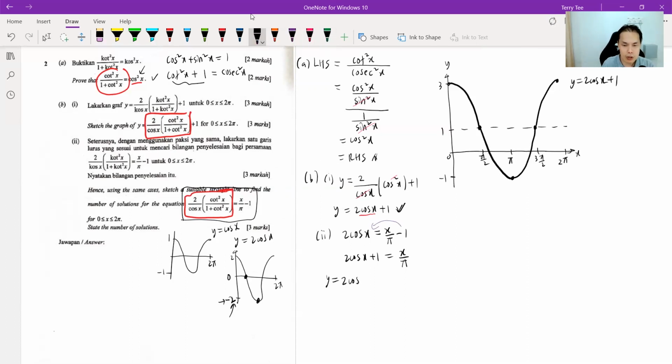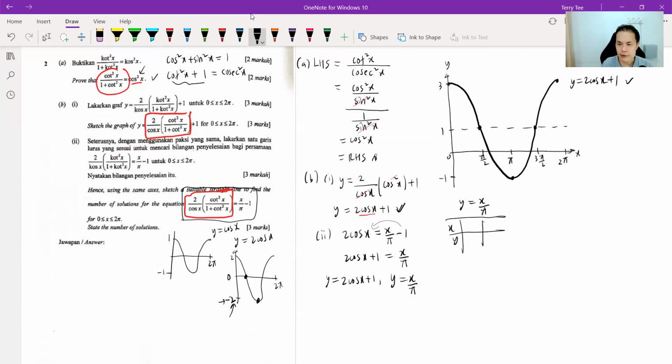The first graph is 2 cos x plus 1, which is what I really have here. And the second graph is the graph of y equals x over pi. Now, y equals x over pi is actually a straight line graph. It's a straight line with a gradient of 1 over pi, and your y-intercept is 0. But if you're not sure, it's best we use a table of values.